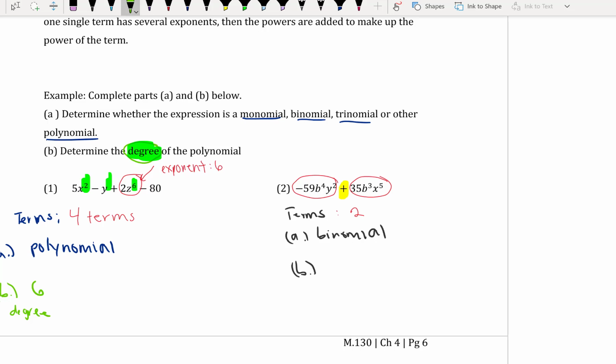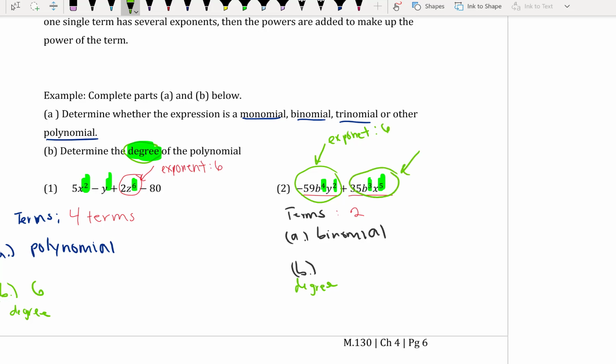So now for part B, we're going to be looking at the degree. If I'm looking at the degree, remember, I'm going to look at each term. So I have a term here and I have a term here. Now what's different in this scenario is that we have 4 and 2, right? We have 2 exponents in one term. Same thing with that term. So to figure out the exponent, we are going to add 4 plus 2. That's going to give us 6.